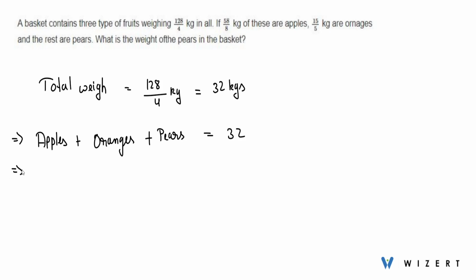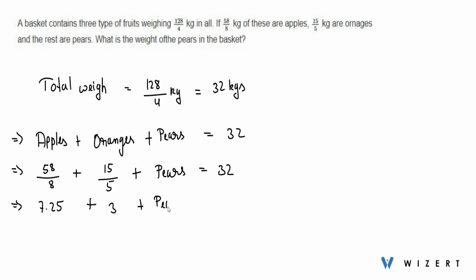Now total weight of apple is given as 58 upon 8 kgs, plus total weight of oranges is 15 upon 5, and then we have pears, which is equals 32 kg. Now 58 upon 8 is equals, let me simplify, 7.25 kgs, 15 upon 5 is 3 kgs, and then we have pears, which is equals 32. Now shift all the constant terms from the left hand side to the right hand side. So total weight of pears will be equals 32 minus 3 minus 7.25 kgs.